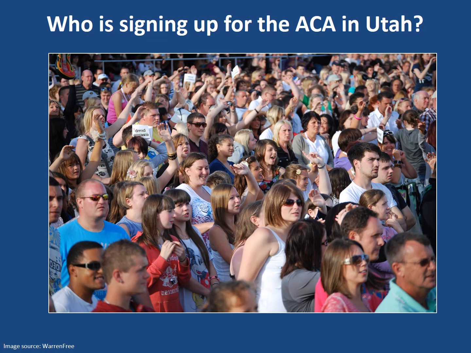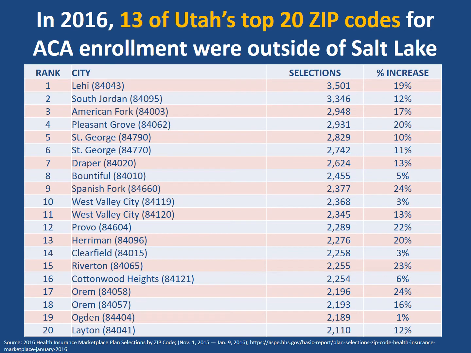So if I were to ask you who in Utah, or where in Utah, are the most people signing up for health insurance through Obamacare, through the Affordable Care Act, typically when we ask this to people, they'll say Salt Lake City, West Valley, kind of those areas. But it turns out that in 2016, 13 of Utah's top 20 zip codes for ACA enrollment were actually outside of Salt Lake. You can see here that the #1 city for health insurance enrollment through Obamacare last year was Lehi, followed by South Jordan, American Fork, Pleasant Grove, and St. George. But 13 of the 20 zip codes listed here are actually all outside of Salt Lake County.